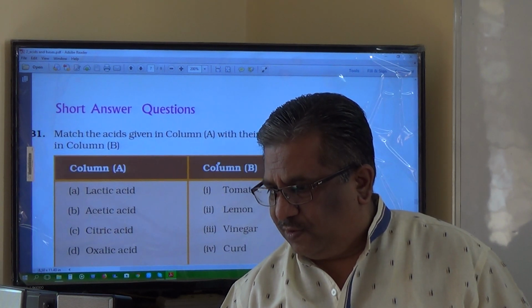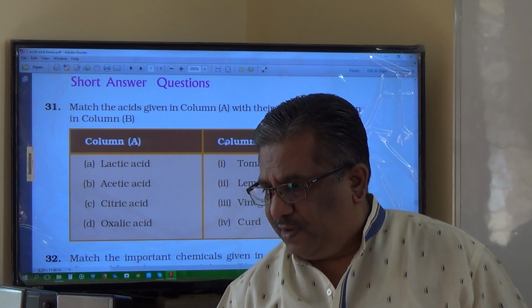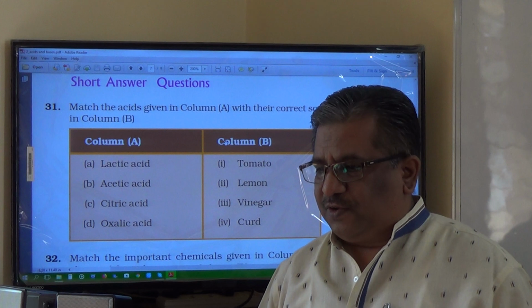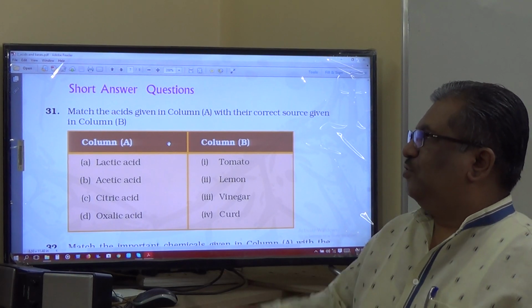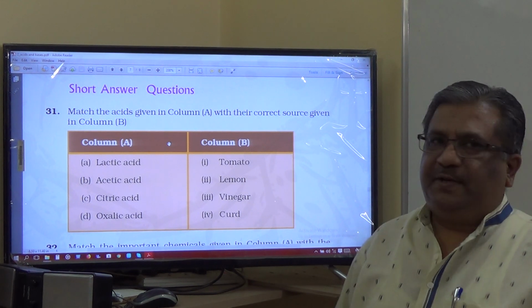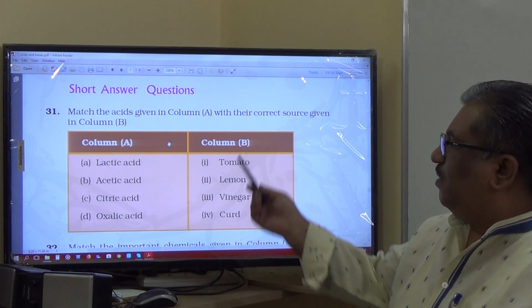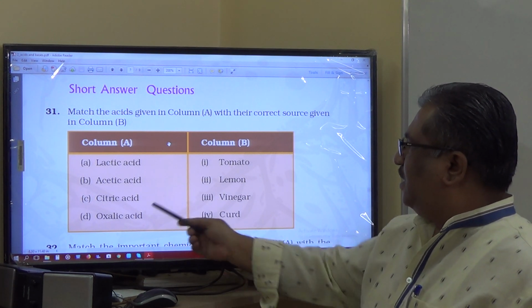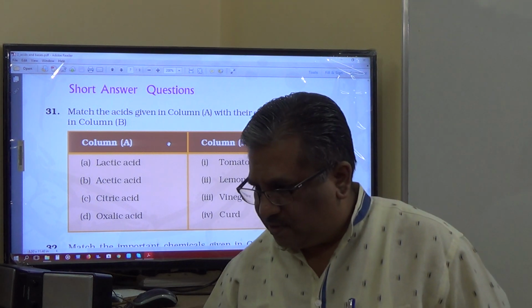Okay, short answer type questions. So we'll continue again with this short answer type of questions. So far we have seen MCQ type questions. Let me take up now short answer questions. Match the following: lactic acid, curd; acetic acid, vinegar; citric acid, lemon; oxalic acid, tomato. Clear? Go to the next question.